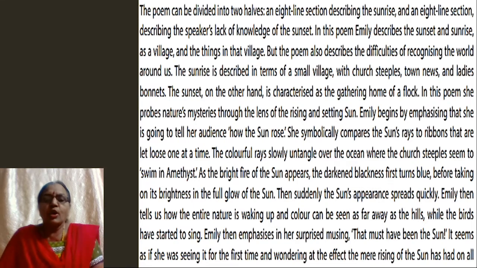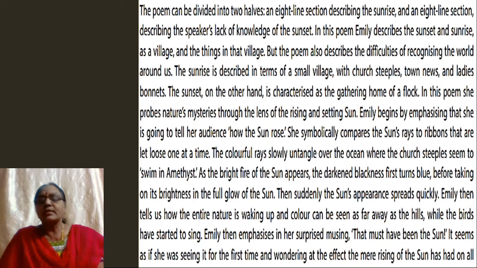Now, here is a summary of the poem. Children, you've already done this in the month of May. Okay, so here is a summary of this poem. The poem can be divided in two halves, an 8-line section describing the sunrise and an 8-line section describing the speaker's lack of knowledge of the sunset. Okay, so the poem here is divided into two parts. The first section is describing the sunrise, and the next one describes the poetess' lack of knowledge of sunset.